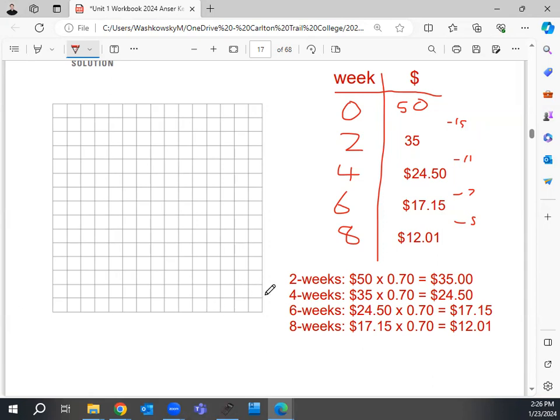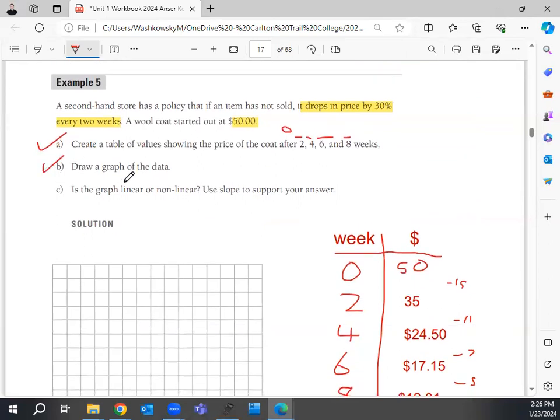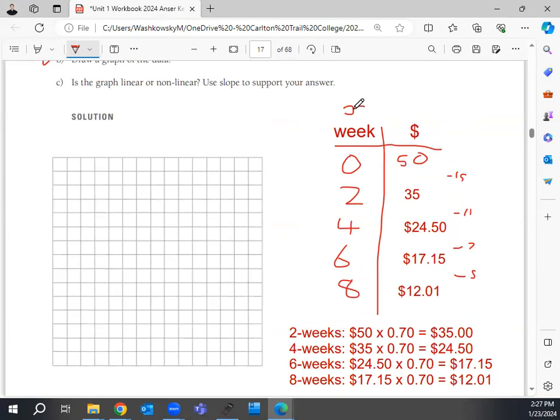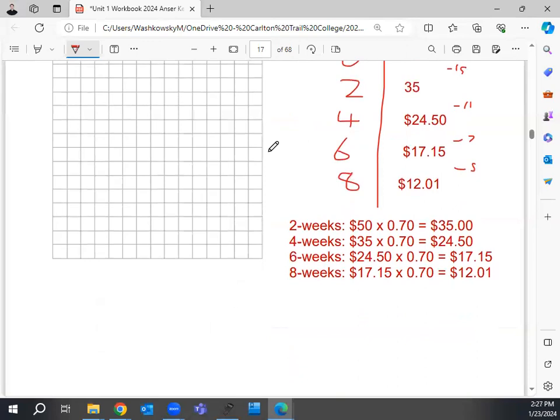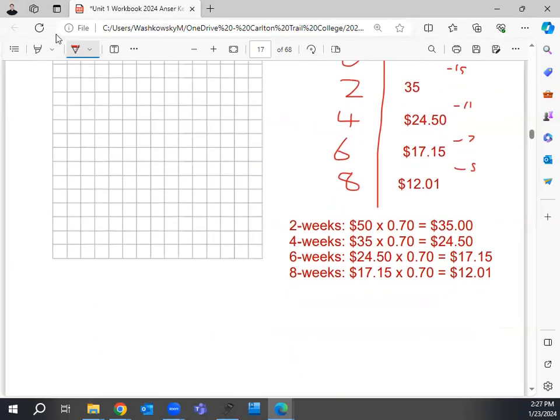So at this point, it's nothing new to us. I've made a table of data. Check. Now it wants me to graph that data. That's not new to us. I'm going to quickly power through a graph here. It's the next part that I care a lot more about. So time is usually going to be our X value. Money is usually going to be our Y, right? Independent and dependent. The amount that this sweater's worth is dependent on how long it's been on the store. That's why it's our Y value.